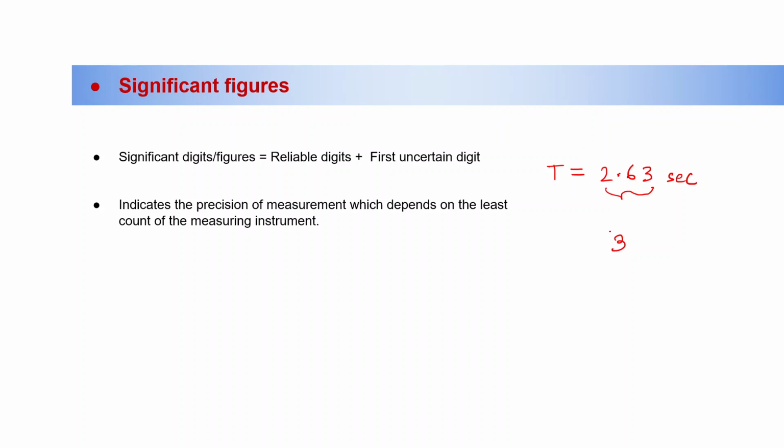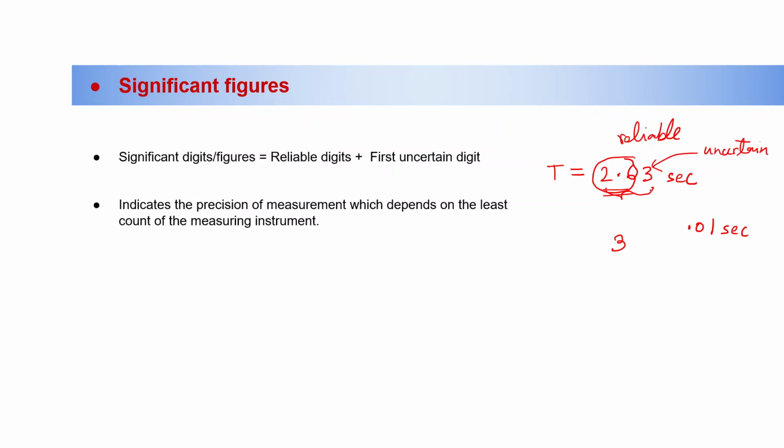Number of significant digits is 3, because 2.6 is reliable, and this 10th decimal digit which we are measuring to be 3 is the first uncertain digit, because maybe whatever instrument we used had a least count of 0.01 second, and that's why we measured the time period up to the 100th decimal digit.